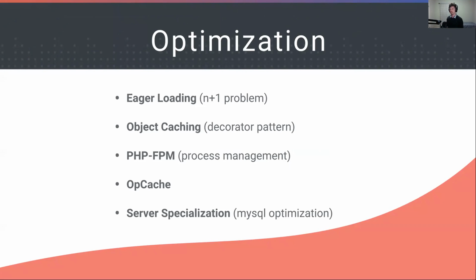We'll see how to handle process management in PHP-FPM to allow your server to accept more connections than it would by default. We'll see about configuring OPcache, and I'll actually explain what the settings are in OPcache so you know what's going on with that. And I'll talk a little bit about server specialization, especially in regards to MySQL, AKA your database, but I'll talk about MySQL specifically a bit.